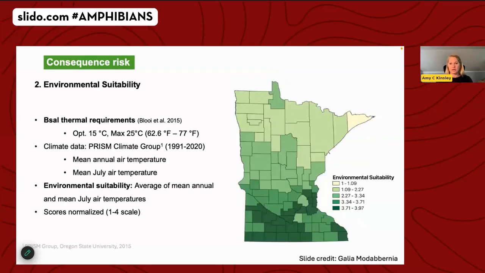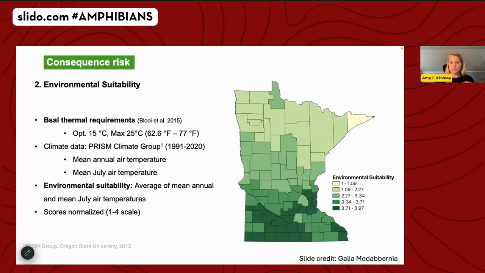And then that second part of the consequence risk is the environmental suitability. So our research, mostly laboratory studies, have shown that B-cell growth occurs best at 15 degrees Celsius, and that it doesn't tolerate temperatures above 25 degrees Celsius well at all. So we used that information to evaluate how suitable Minnesota's climate might be. We used the temperature data from the PRISM climate group, and we looked at mean annual air temperature and mean July air temperature across our counties.